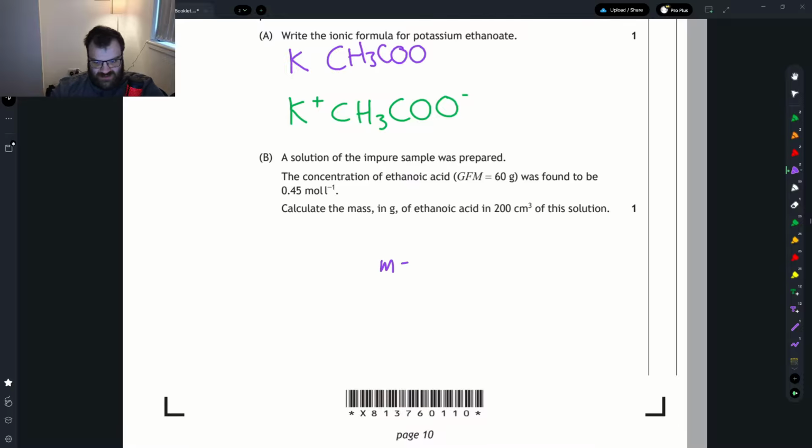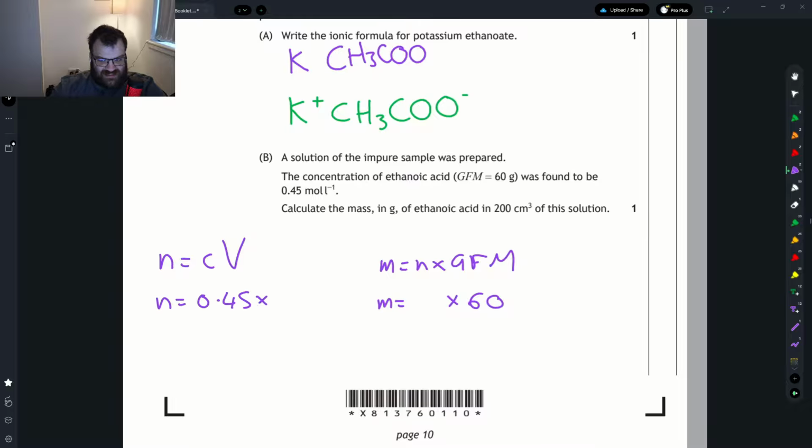Mass equals n times GFM. So m equals something times 60. Do we have n, moles? No, but we do have concentration and volume. So n equals CV. n equals 0.45 times 0.2, and that gives 0.09. 0.09 times 60 gives you 5.4 grams.